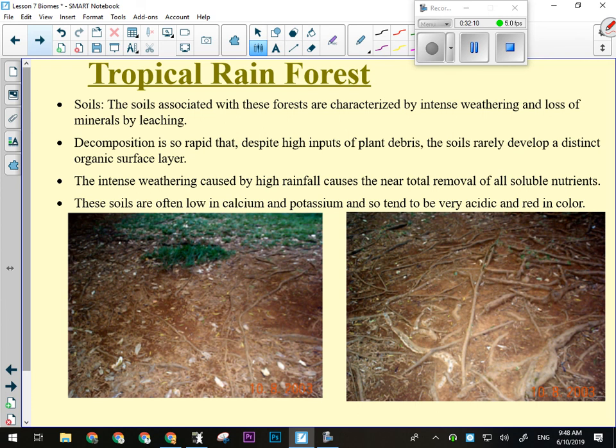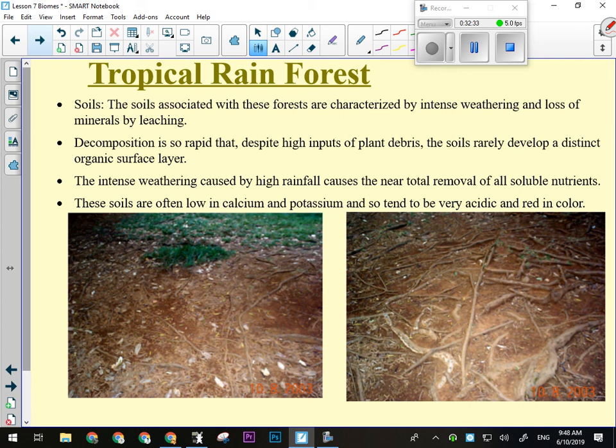This is what the soil looks like in a tropical rainforest. Like I said, it's clay. It's often reddish in color because certain nutrients and minerals get leached out of it. And by leaching, I mean this: when water sits on top of soil, it saturates the soil, and then nutrients dissolve from the soil into the water.